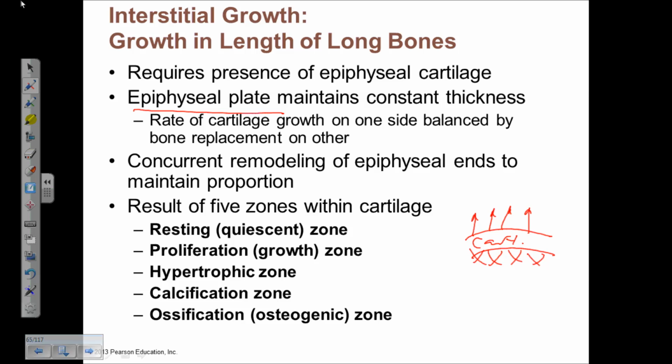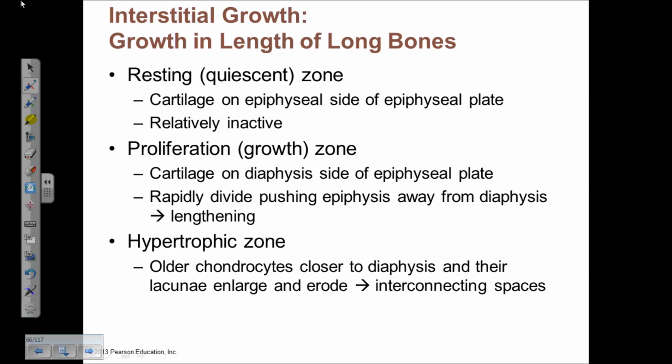So when the bone grows, there are five zones that can be differentiated inside of the cartilage. The resting zone, nothing happens. Proliferation zone, or the zone of growth. Hypertrophic zone, calcification and ossification zone. The resting zone is the cartilage on the epiphyseal side of the plate. That's the resting zone, okay? That's going to be cartilage. I'm going to make it very unproportionally thick, okay? Resting zone.